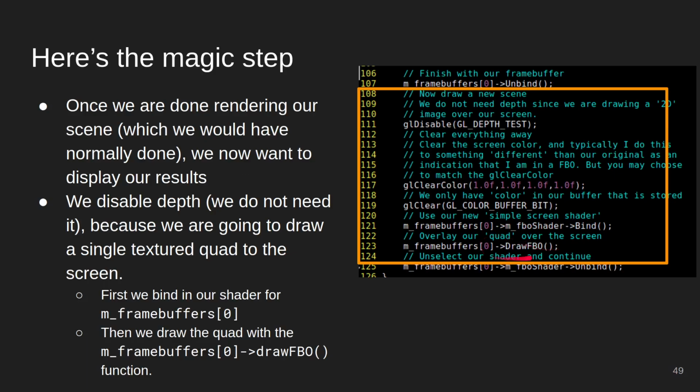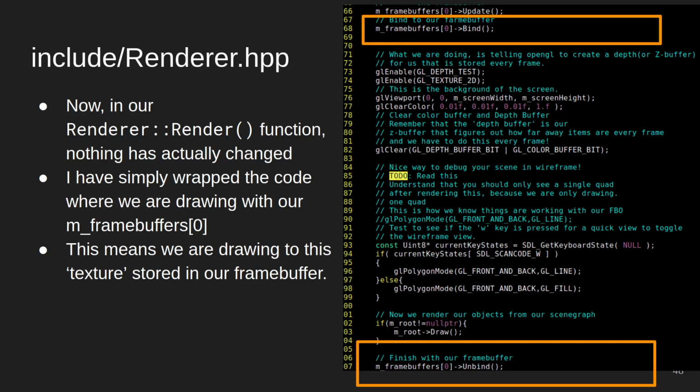And then I've got this call here called draw FBO, or draw the frame buffer object. And all that's doing is drawing a single quad to the screen and then pasting a texture into it that was captured in this code here, where we were doing our regular draw. Okay.